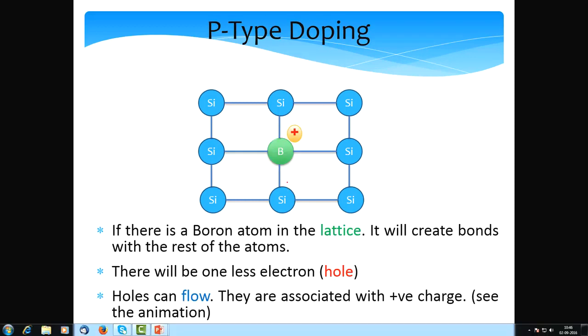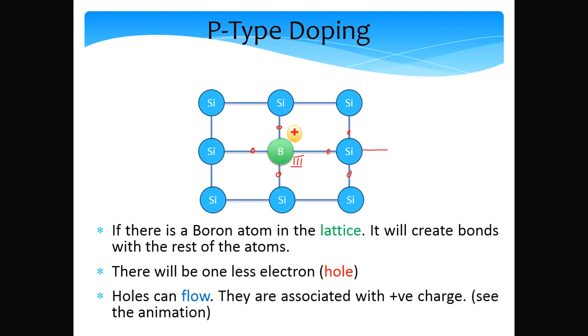Now, let us assume that we replace a silicon atom with a boron atom. A boron atom is a group 3 atom, right? So it has 3 electrons in its outermost layer or orbit, and basically there is 1 electron missing, whereas silicon has 4 electrons. So what happens is that inside the lattice there is a hole over here.